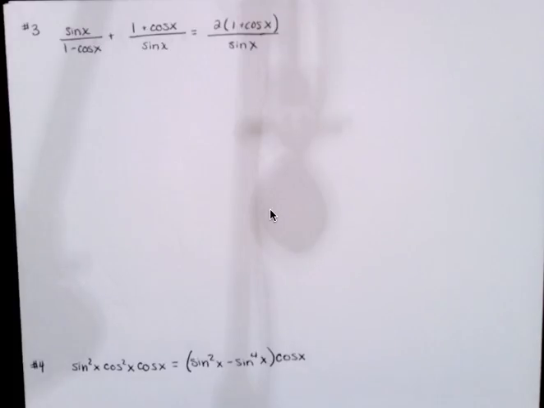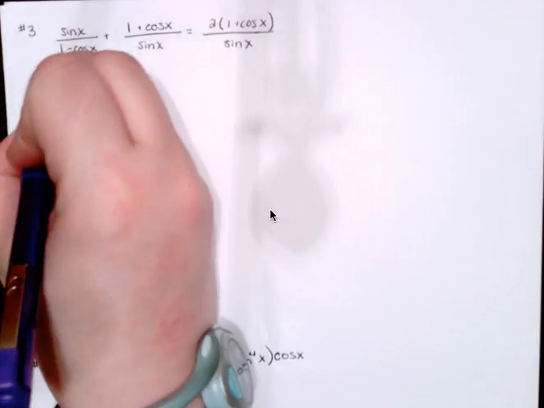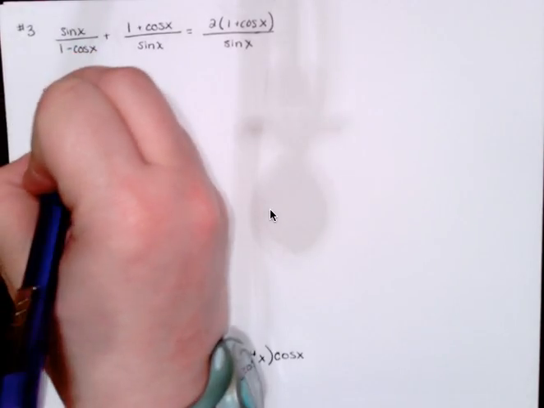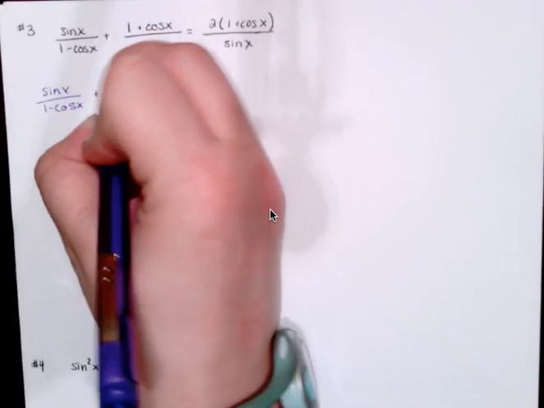This is number 3 on your trig proof packet 2. So again, anytime you're doing a proof, pick one side. I'm going to choose the left side. So you rewrite it showing which side you picked.